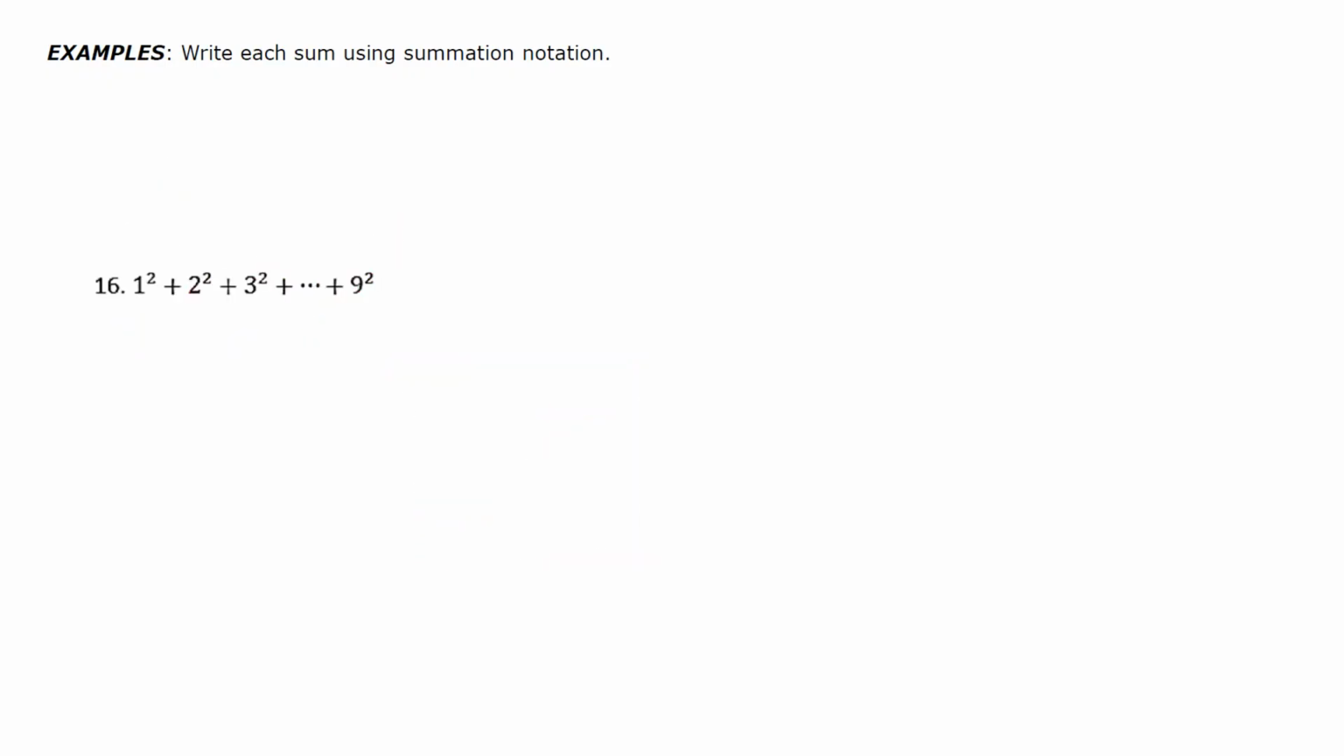All right, 16. 1 squared plus 2 squared plus 3 squared, all the way up to 9 squared. This one is a little bit easier to see. For our summation, we know we're going to have 9 terms, and we're going to start with 1. Our first term, when we plug in 1, is 1 squared. The second term, when we plug in 2, is 2 squared. So we know we're going to take n and then square it.